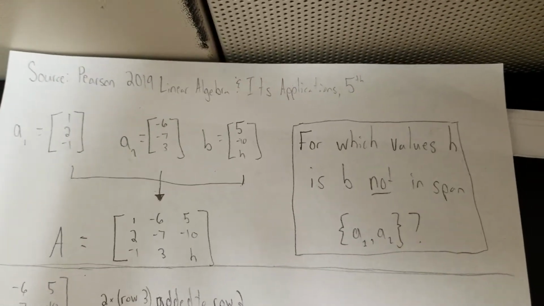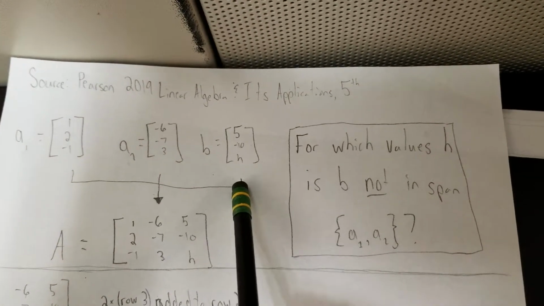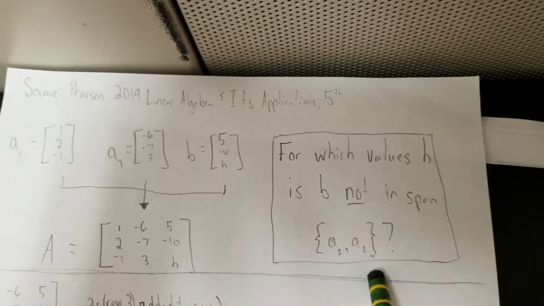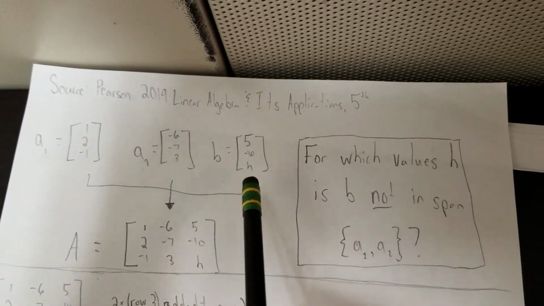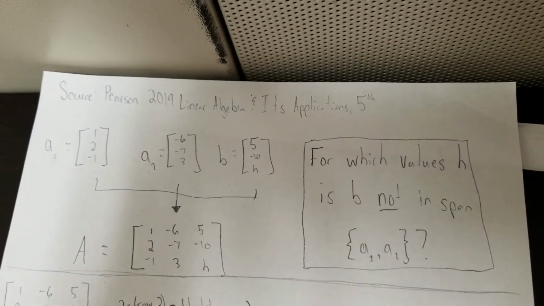All right, so here we have one last example. What we're given is three vectors, a1, a2, and b, and the question that we're looking to answer is for which values of h is b not in span a1, a2. And you'll notice here in vector b, there's a variable h. So basically the strategy to solve this is actually quite similar to what we saw in the first example.